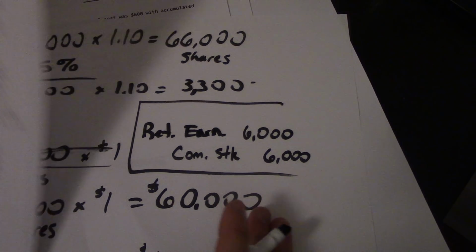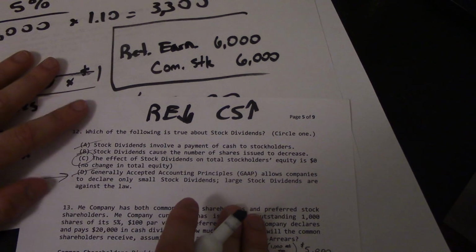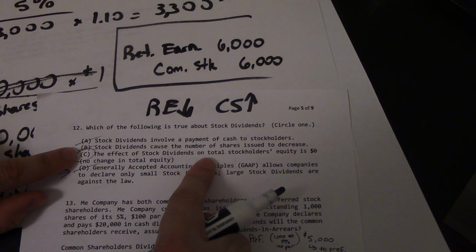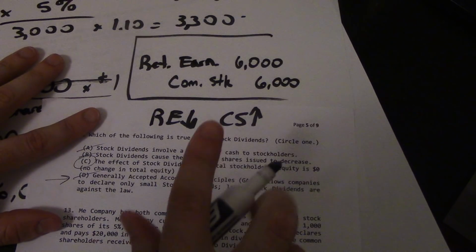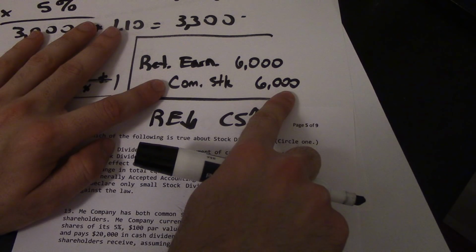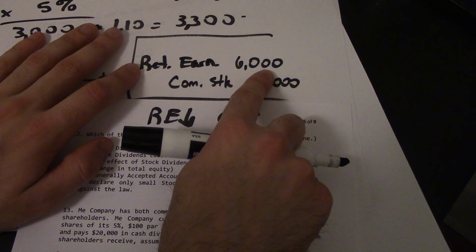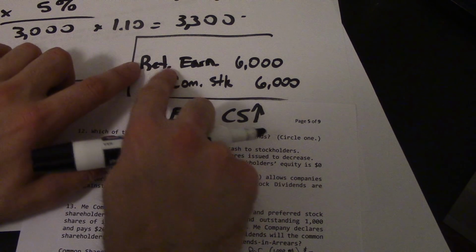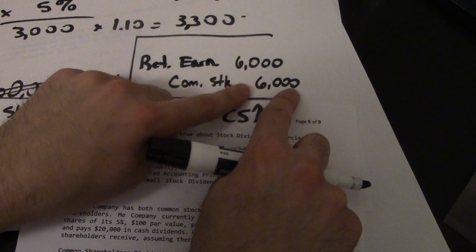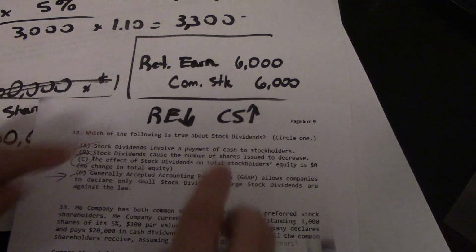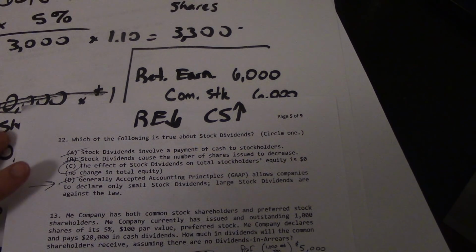And as we said before, a stock dividend has no change on stockholders' equity because we're increasing common stock and decreasing retained earnings by the same amount. These are both equity accounts, so increasing equity and decreasing equity by $6,000 means no net change.